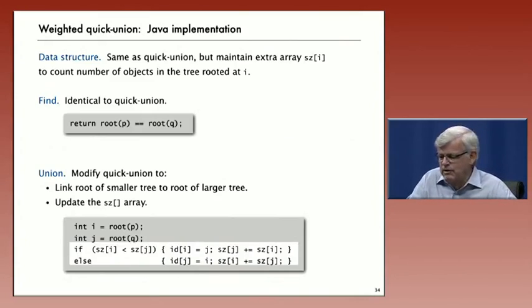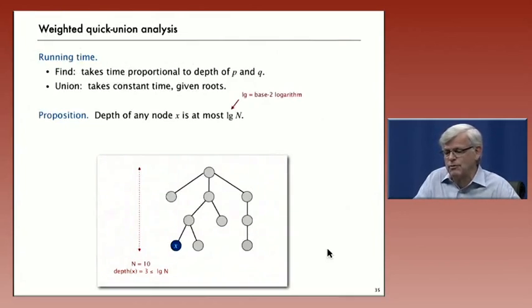For the union implementation, we're going to modify the code to check the sizes and link the root of the smaller tree to the root of the larger tree in each case. And then after changing the id link, we also change the size array. If we make i a child of j, then we have to increment the size of j's tree by the size of i's tree. Or if we do the other way around, then we have to increment the size of i's tree by the size of j's tree. So that's the full code in white for implementing weighted quick union. Not very much code, but much, much better performance.